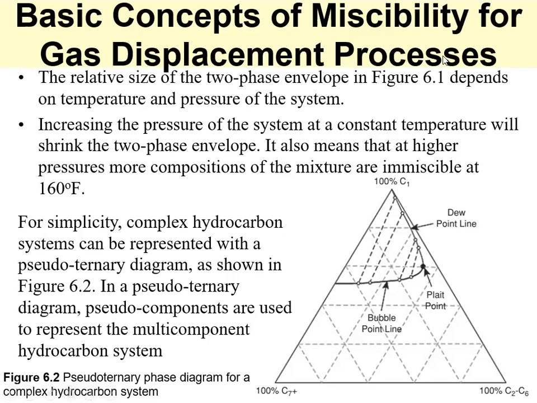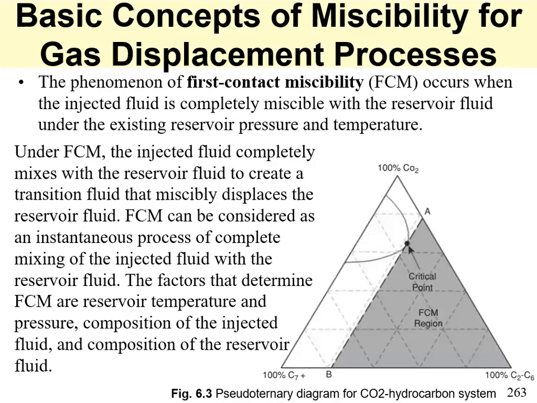So you see here at the vertices of this triangle, this is 100% methane, this is the C7+ fraction, and this is the C2 to C6. So there are two basic miscibility phenomena. You have first contact miscibility and multiple contact miscibility.